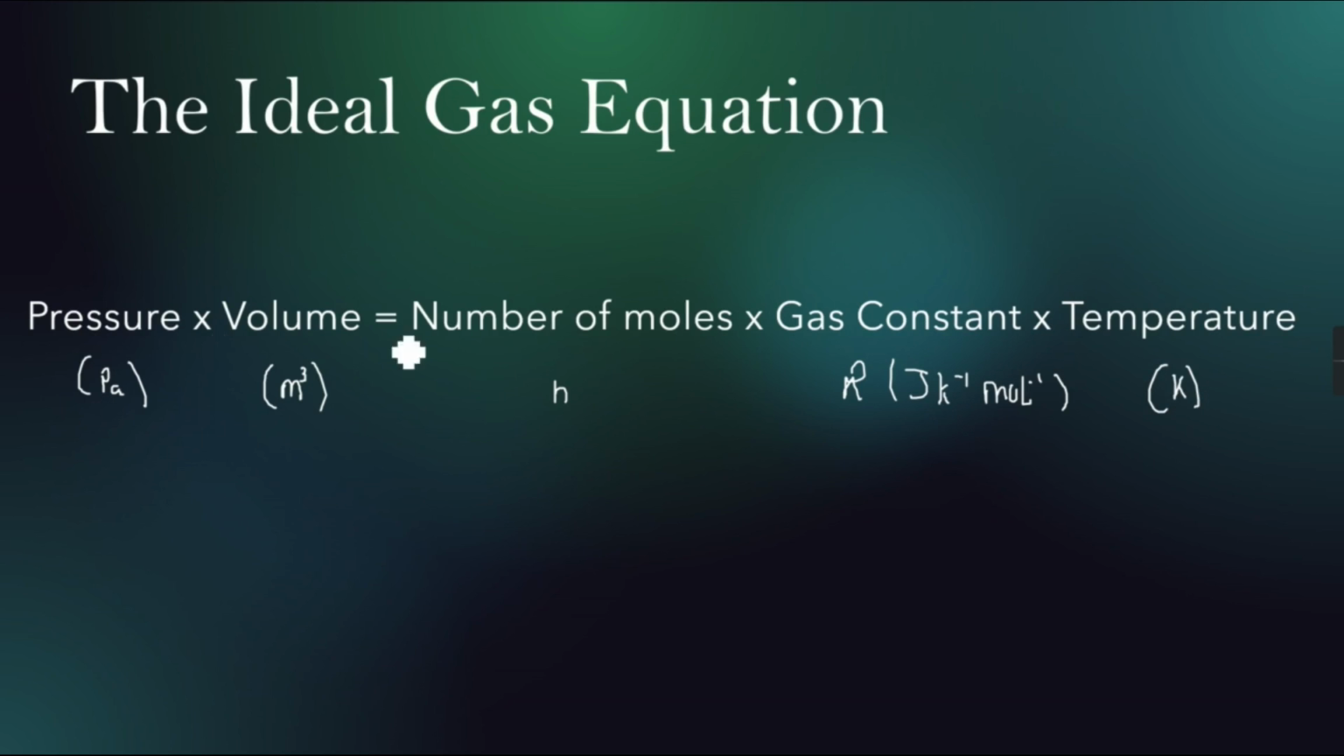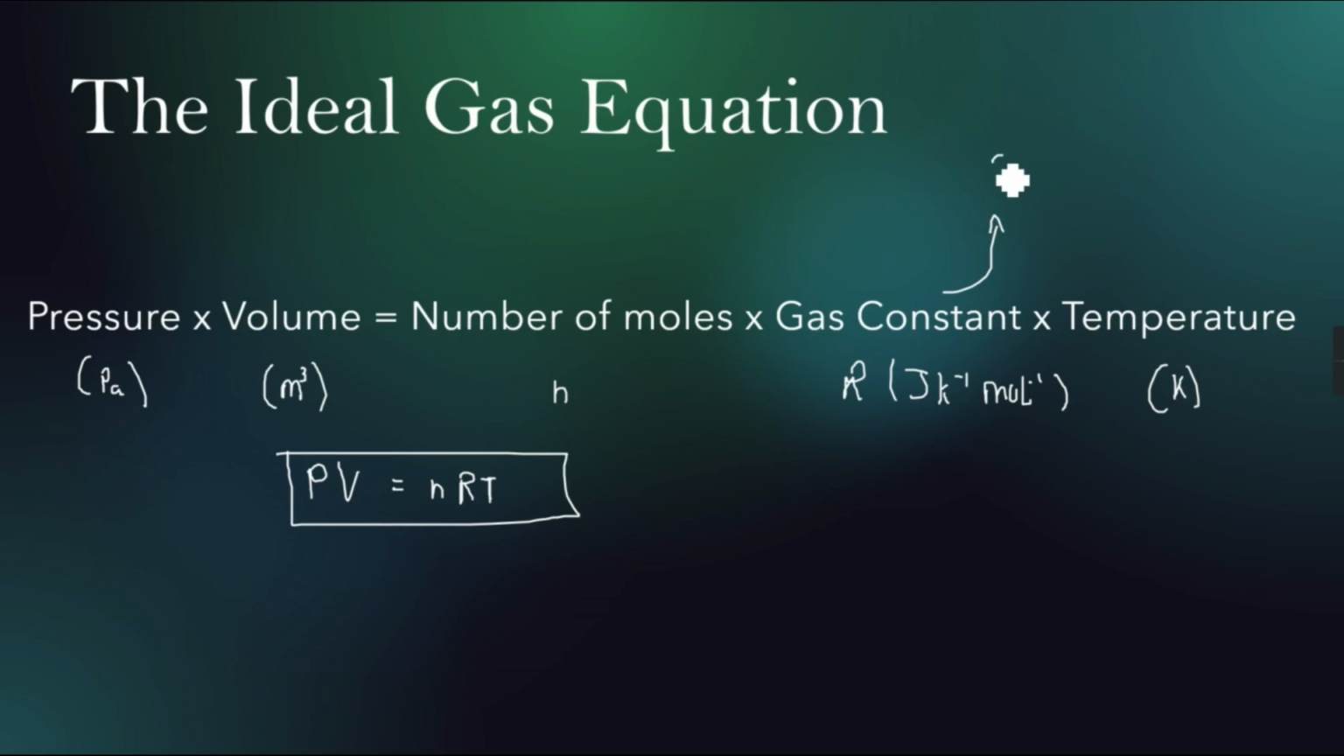A neat way to remember it is PV equals nRT. It flows off the tongue more nicely and is easier to remember. The other thing to mention is the gas constant is a constant, of course, and its value is 8.31, and we already said the units are joules per Kelvin per mole.